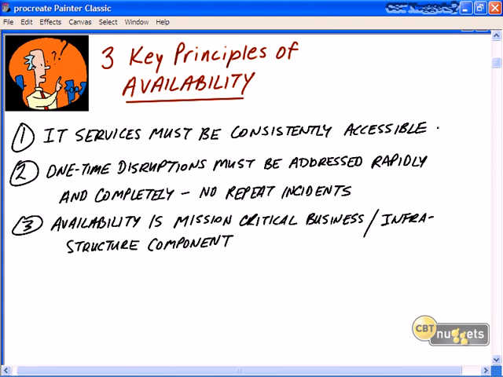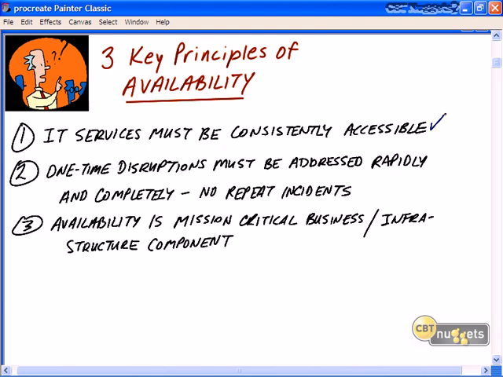Next, let's look at the 3 guiding principles of availability. First of all, our IT services must be consistently accessible. Availability management is essential for getting a high degree of customer satisfaction. And we get that satisfaction by making sure that the services that we're offering are almost always available. Availability and reliability are the things that we use to help promote to the customer the level to which our services are delivered.